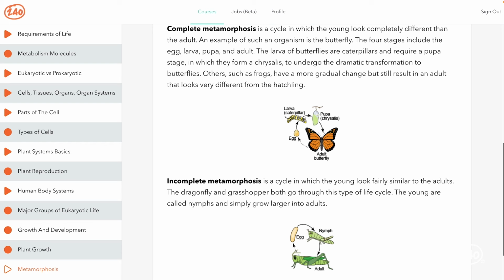Wait, go back to that. Here's that complete versus incomplete metamorphosis bit. See how the butterfly has a pupa stage? That's how it completely changes.